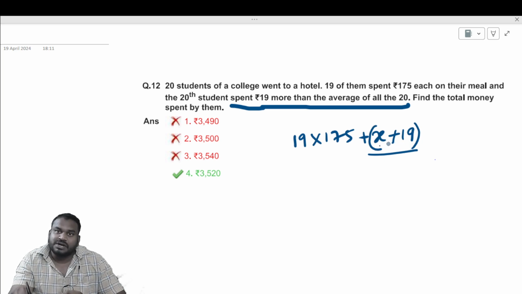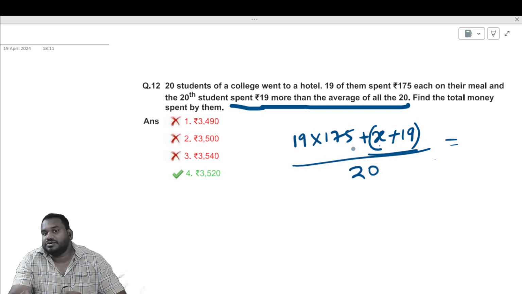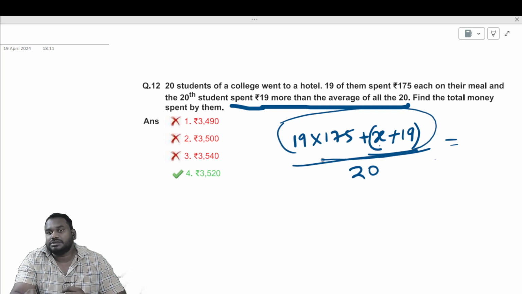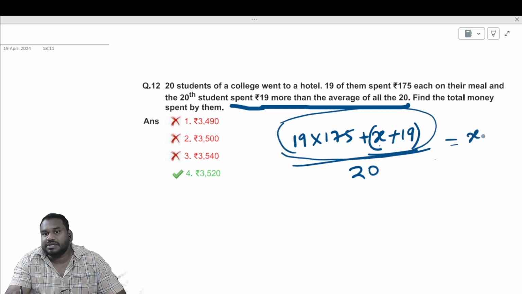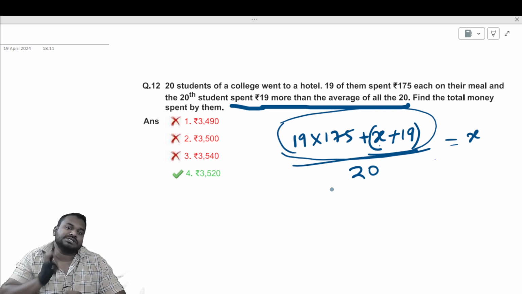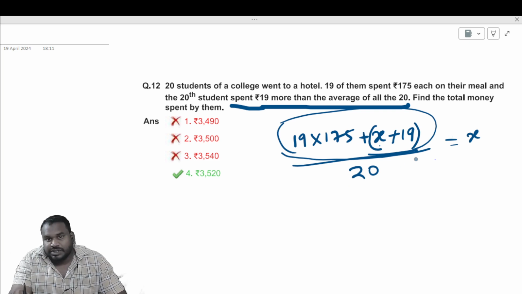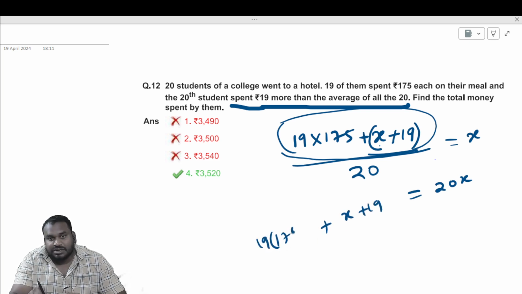Here X is the average of all the 20 students paid. And X plus 19 is the amount paid by the 20th student. I divide the total amount paid by all the 20 students by 20, and this is nothing but X. From this, I'll find X first, then the total money spent. So 20 into X is 20X on the right side, and on the left side, X plus 19 plus 19 into 175.